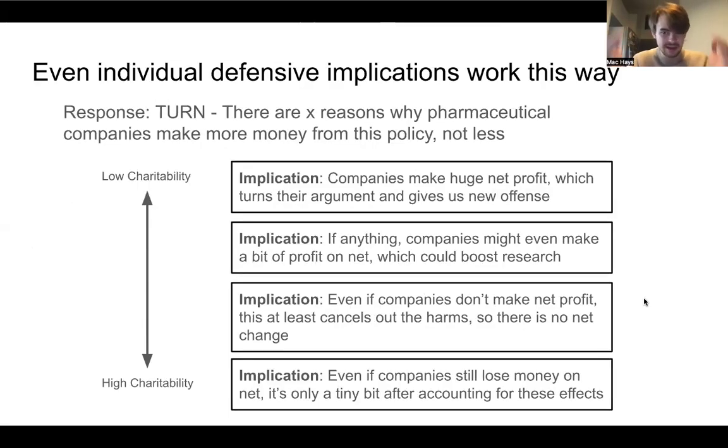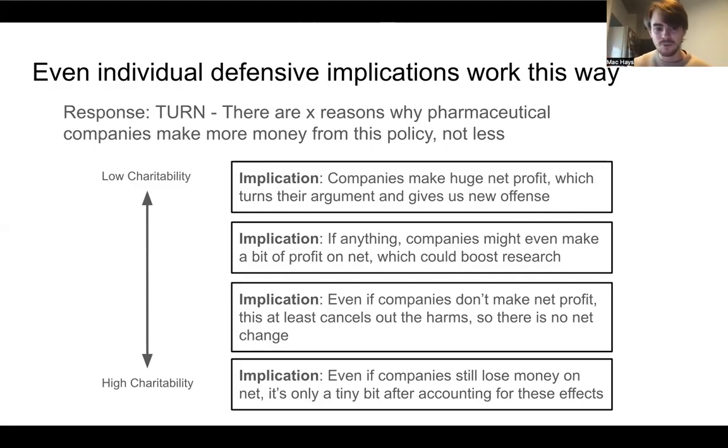This is true within the implications of one response as well. So for example, if we're talking about pharma profits again, and you say pharma profits decrease, I say actually there are 3 reasons why pharmaceutical profits increase, they don't decrease. There are a lot of different possible implications.